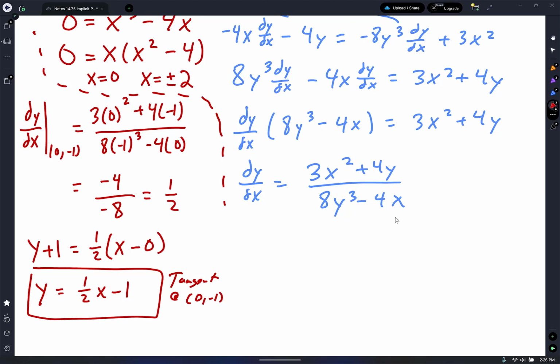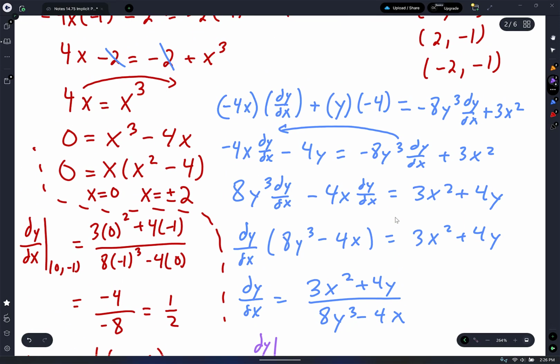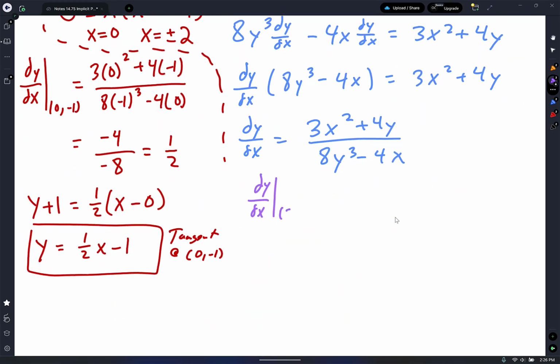I'm going to change colors for all my different answers, guys. I'm going to go to light purple. So here we go. dy/dx evaluated at, what's my next point? (2, negative 1) equals 3 times 2 squared plus 4 times negative 1 all over 8 times negative 1 to the third minus 4 times 2. Yeah, the reason why this is hard is because it's just a lot just to do one little thing. Are we okay so far?